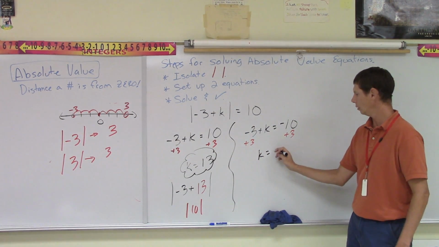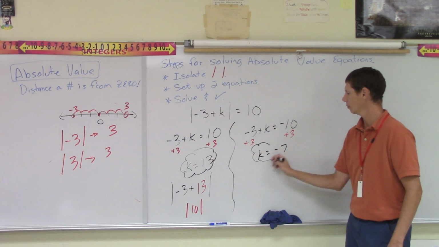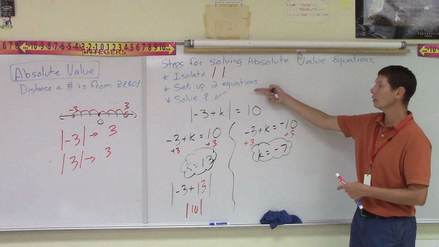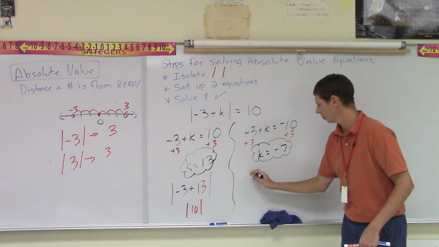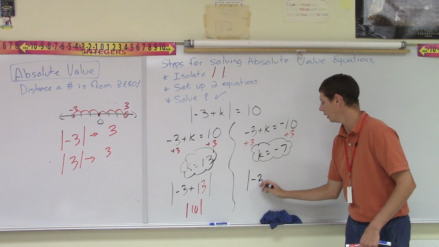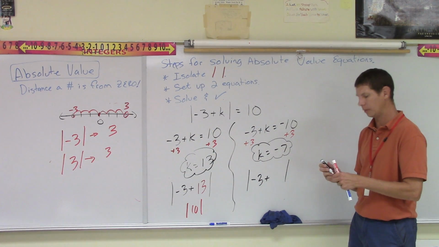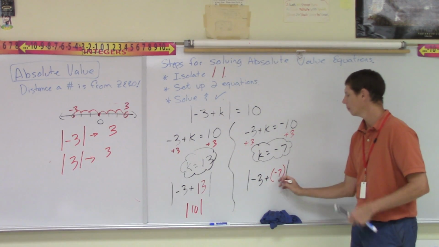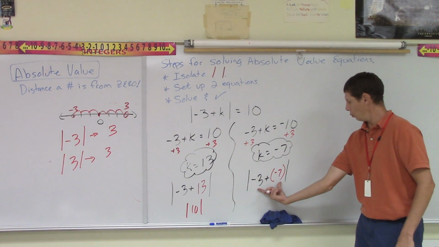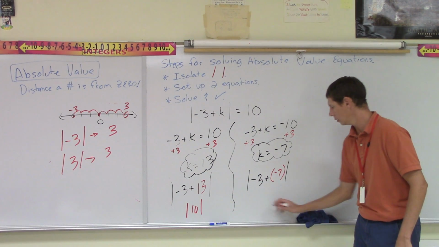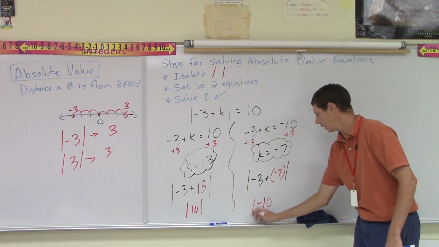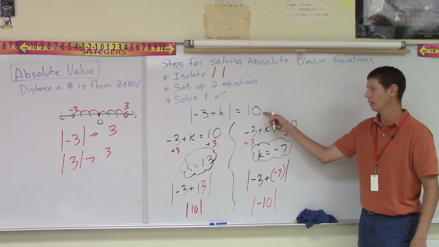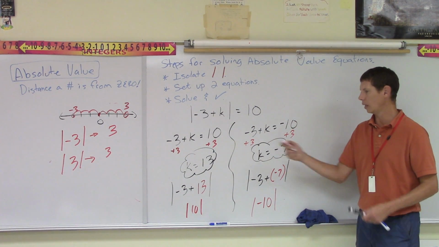K is going to equal a negative 7. And then check. Negative 3 plus, instead of plus k, we can now put that negative 7 in there. When we crunch those numbers together, that gives us a negative 10. It is the absolute value of a negative 10, a positive 10, check, so we've done it right.